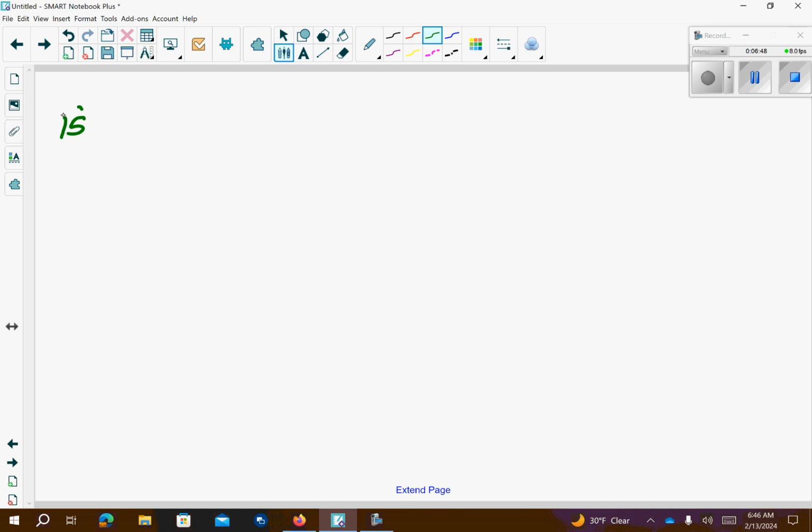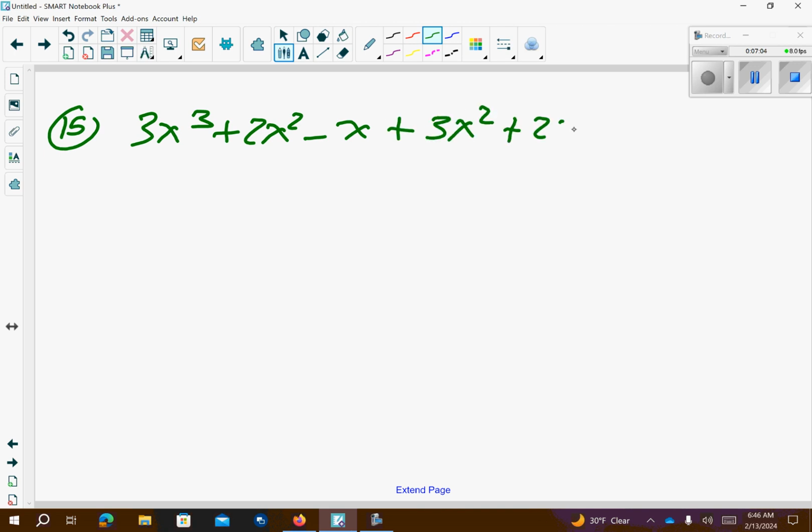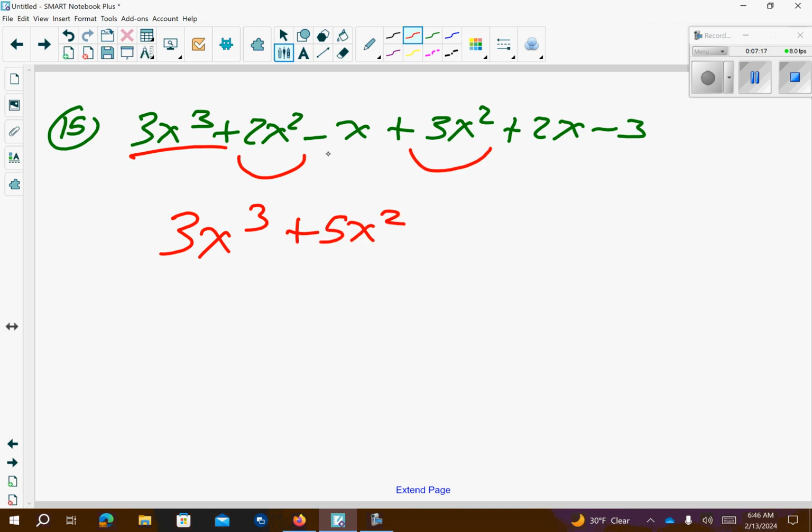Now we're going to go back to what we've been working on to find the sum. So I can drop both sets of parentheses because I'm just adding them. So I get 3x to the third plus 2x squared minus x plus 3x squared plus 2x minus 3. And let's start combining like terms. So I have 3x to the third, nothing else. I get positive 2x squared and plus 3x squared, that's plus 5x squared. Negative x plus 2x is x, and then minus 3.